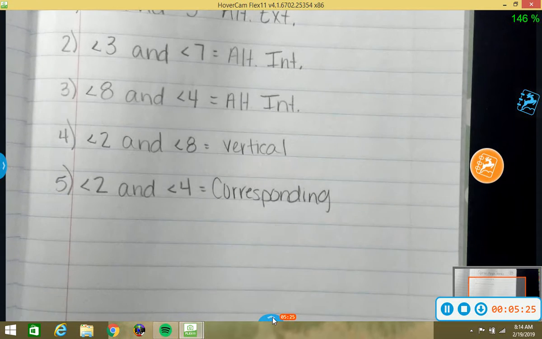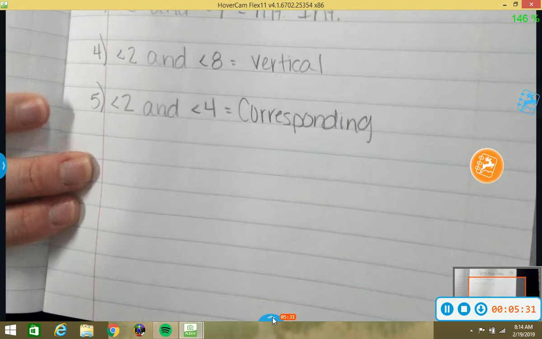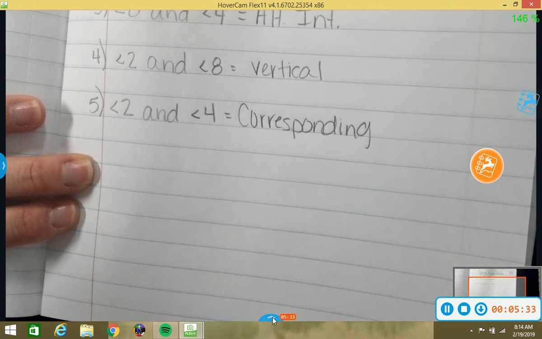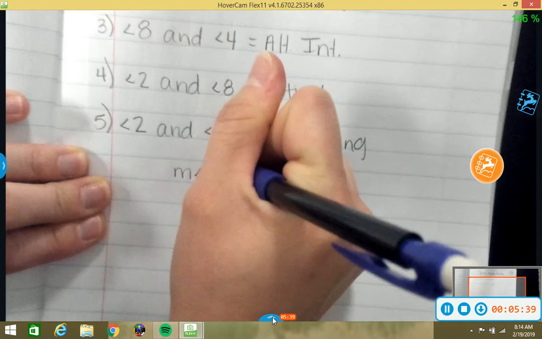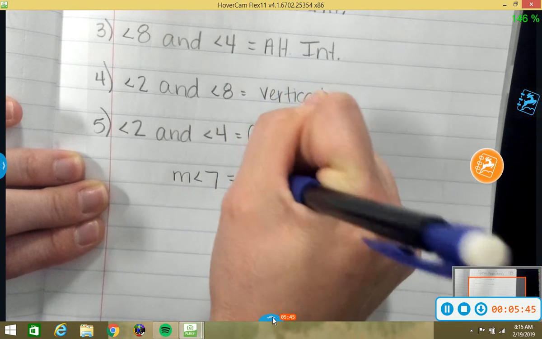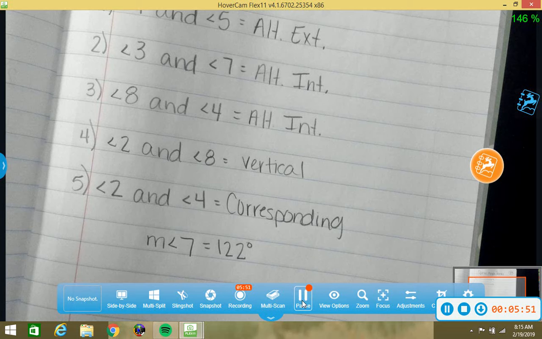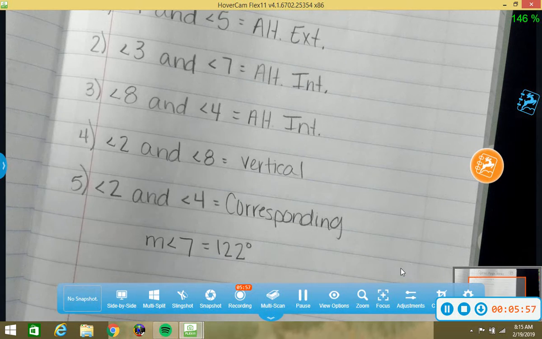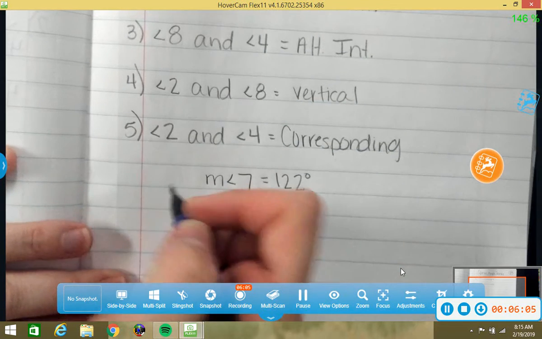Alright, so now I'm going to add a little bit of information in here. I'm going to tell you that the measure of angle 7 equals 122 degrees. I'm going to tell you that the measure of angle 7 is 122 degrees. I want you to tell me the rest of the angle measures.